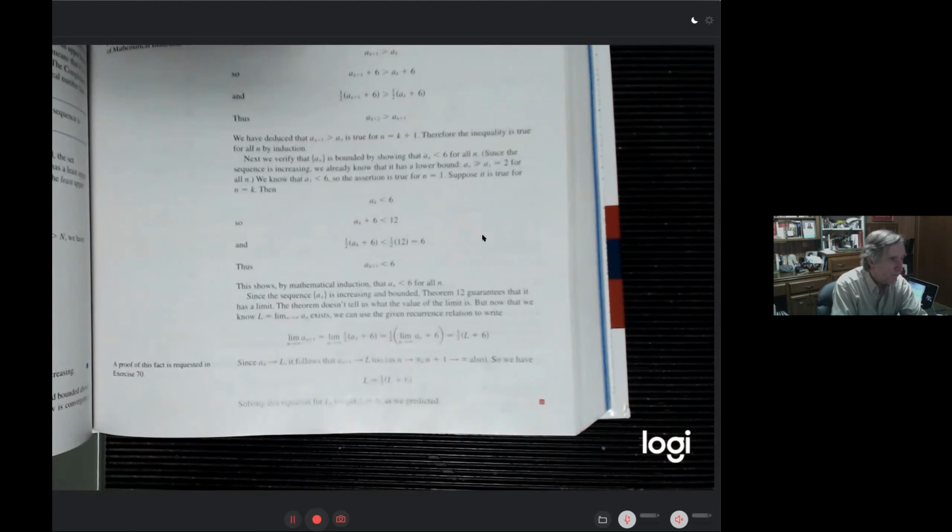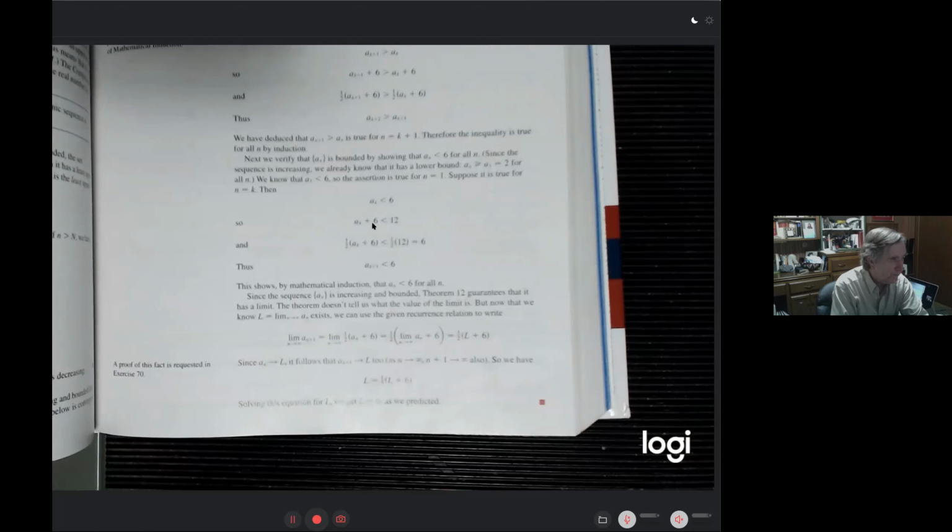So what? Well, he says we need to verify it's bounded, but I already showed you that. No matter what, the number is less than 6, and when you take an average, it's less than 6. So 6 is an upper bound. So what we have is an increasing sequence with an upper bound. That means there is a limit.